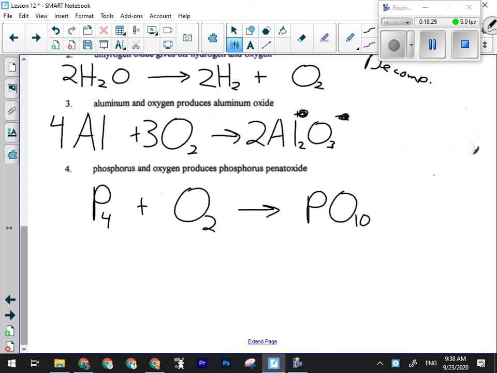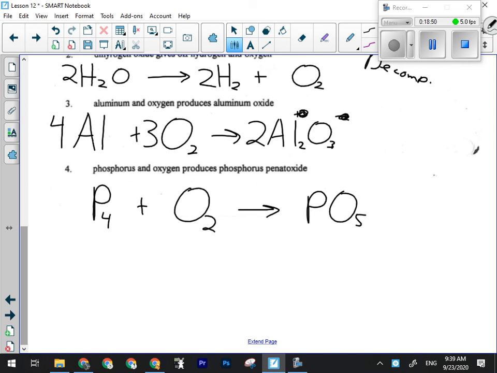Does yours say tetraphosphorus on yours? It says phosphorus pentaoxide, sorry. Why am I putting a 10 there? I only need a what? 5.